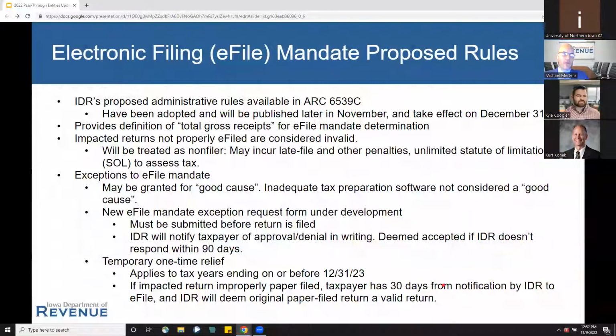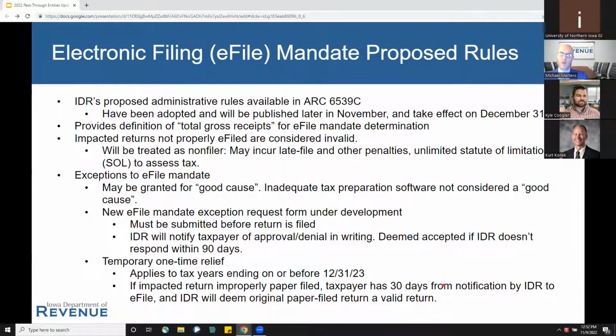This new exception form will be required to be submitted before your return is filed. And the department will then review that exception request and notify the taxpayer in writing of its approval or denial. If you submit that request to the department and the department does not respond within 90 days, that request will be deemed accepted, and you will have an e-file exception for that tax year.